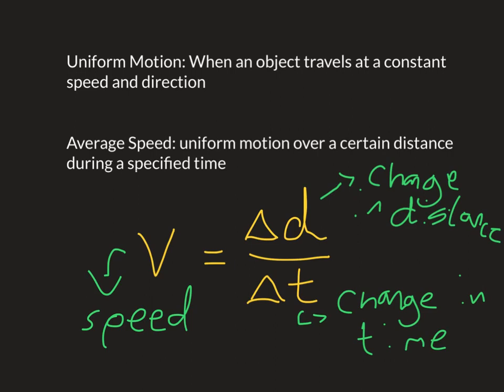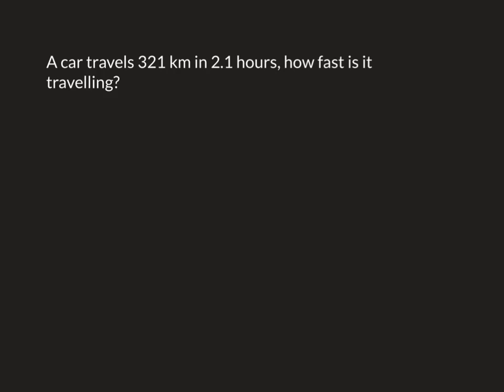But let's go through those examples on the next page. Okay, so this is our first problem. Again, it's on page 2 of your booklet. It says a car travels 321 kilometers in 2.1 hours. How fast is it traveling?